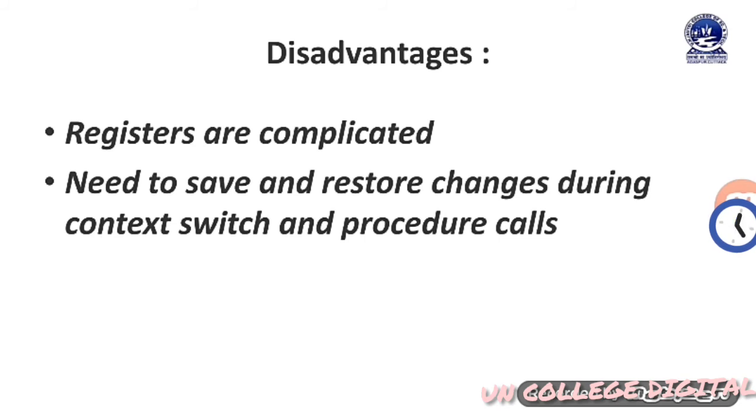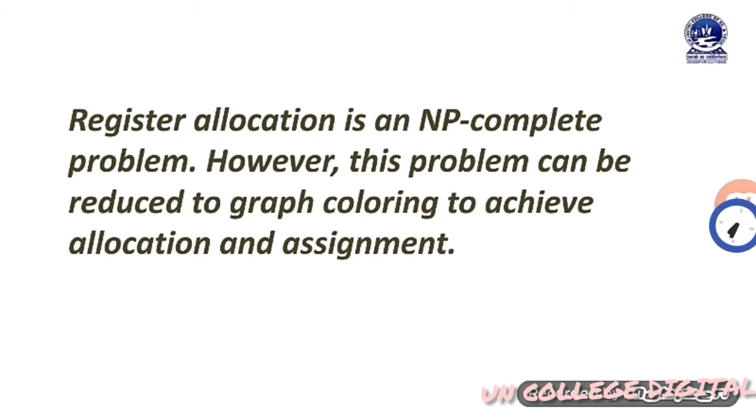Suppose you have two variables inside the RAM, A and B, and the values of those variables are also residing in registers. Whenever we change or alter the values of A and B inside the register, the original value must be updated. This also leads to some time consumption, and for that reason it is considered a disadvantage. Now I am going to discuss exactly what type of problem register allocation is.